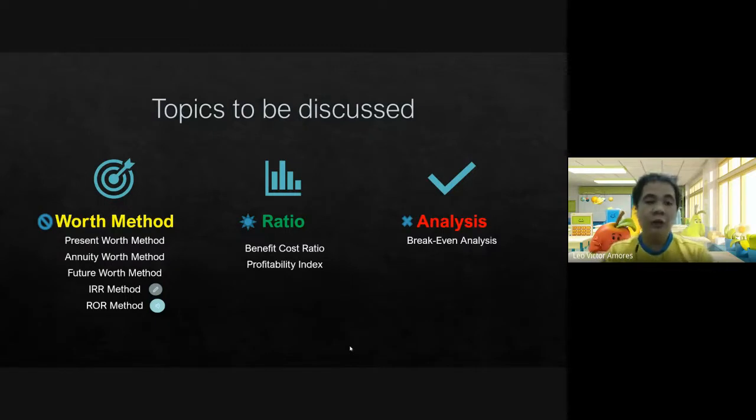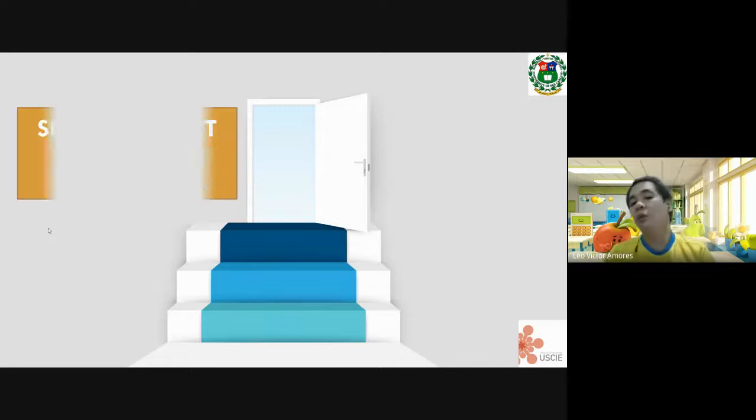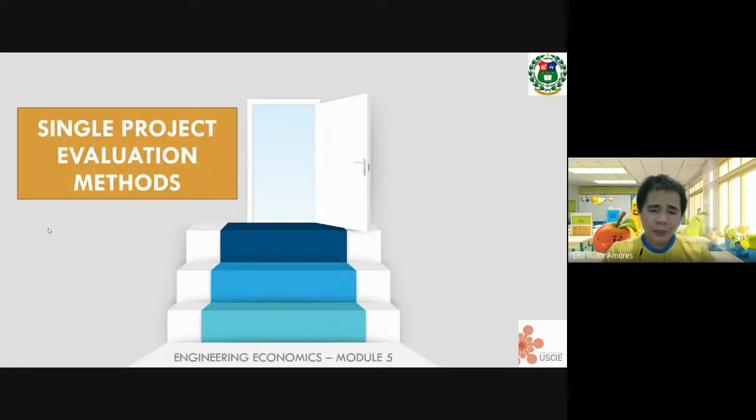So, to start off, let's have our Q&A discussion on the present worth method. This topic is basically a single project evaluation method. This means that if you have one project but you have 2 or more alternatives, this is what you should do to determine which alternative to choose from the different alternatives.